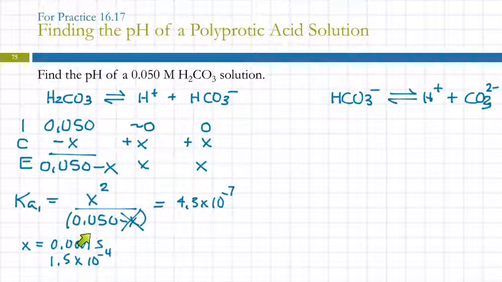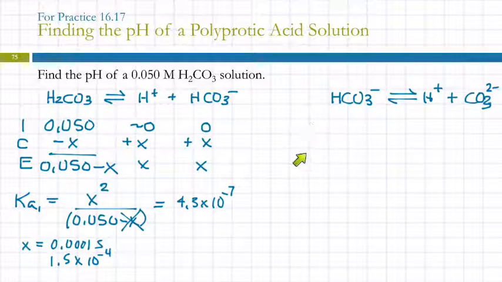Is that small compared to this? Yeah, it is. Let's double check, divide by 0.05. Yeah, that's 0.29%. No problem. X is small. So this is X, and so that's going to give me the hydrogen ion concentration and the hydrogen carbonate ion concentration from the first ionization. Does that make sense?